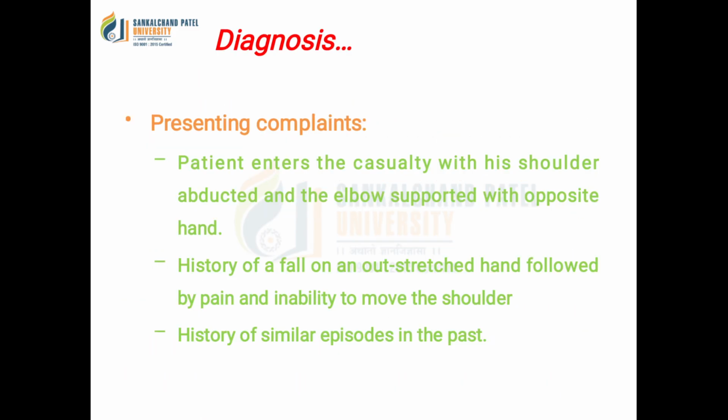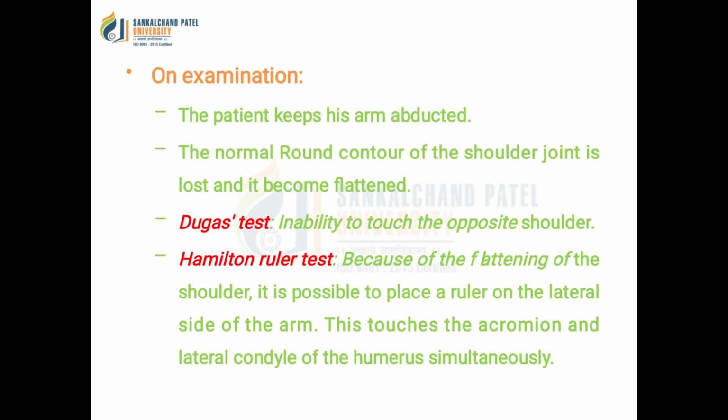Next is how to diagnose shoulder dislocation. So, the patient comes with the following complaints. Patient enters the casualty with his shoulder abducted and the elbow supported with the opposite hand. History of fall on an outstretched hand followed by pain and inability to move the shoulder. Then history of similar episodes in the past. On examination, we found that the patient keeps his arm abducted. The normal round contour of the shoulder joint is lost and has become flattened.